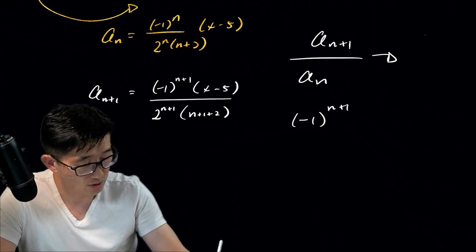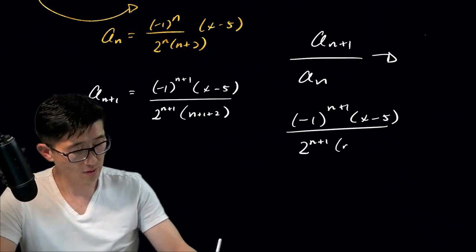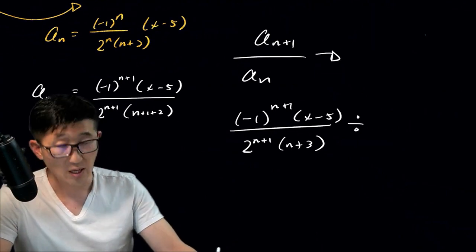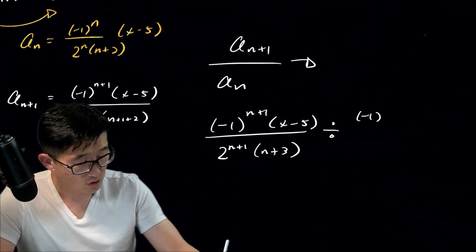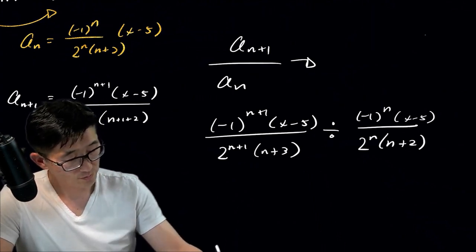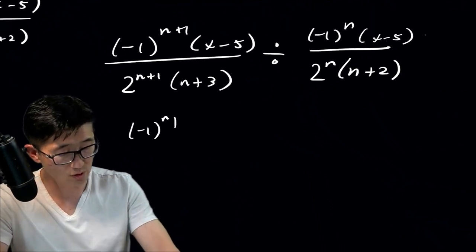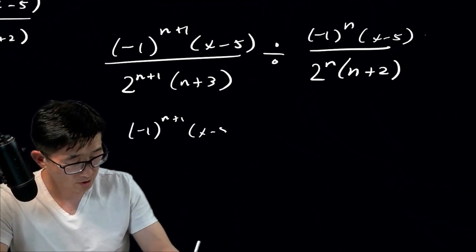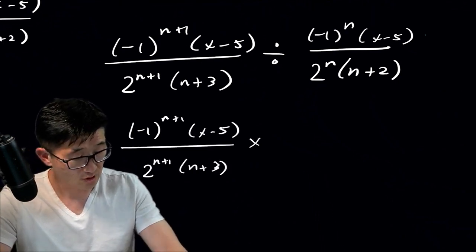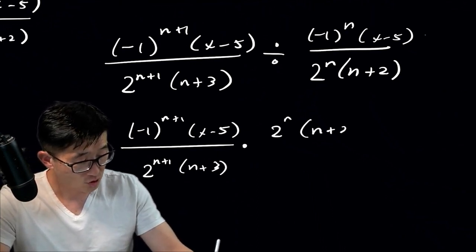So we're going to write it like this: negative 1 to the n plus 1, (x minus 5) to the n plus 1, over 2 to the n plus 1, n plus 3. We're going to divide that by a_n, which will be negative 1 to the n, (x minus 5) to the n, over 2 to the n, n plus 2. When you divide by a fraction, you multiply by the reciprocal. So negative 1 to the n plus 1, (x minus 5) to the n plus 1, over 2 to the n plus 1, n plus 3, times, let's just use a dot because there's too many x's, let's flip that over: 2 to the n, n plus 2.